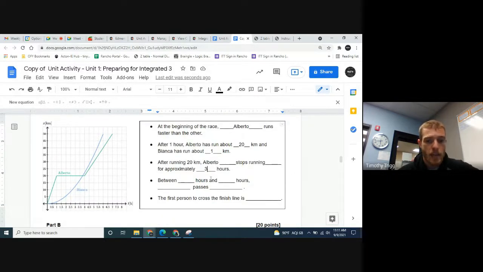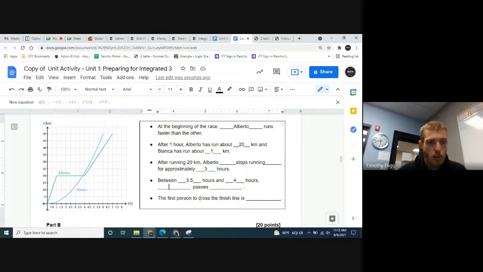Between blank hours and blank hours, blank passes blank. Okay, so notice Bianca's behind, but then all of a sudden Bianca gets ahead in the race. So at what point does Bianca become ahead in the race? That's between 3.5 and 4 hours, it looks like. You can see on the horizontal axis, that's between 3.5 and 4. So between 3.5 and 4 hours, who passes who? You should be able to answer that.